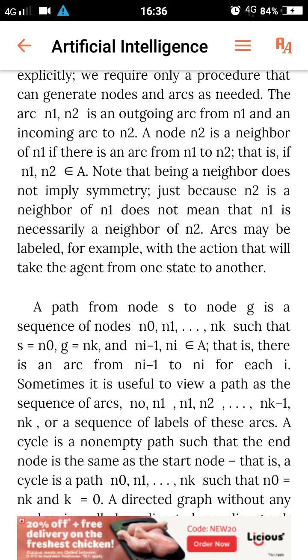This symbol, which looks like an E, means that the pair has some connection with A. Note that being a neighbor does not imply symmetry, because n2 being a neighbor of n1 does not mean that n1 is necessarily a neighbor of n2.